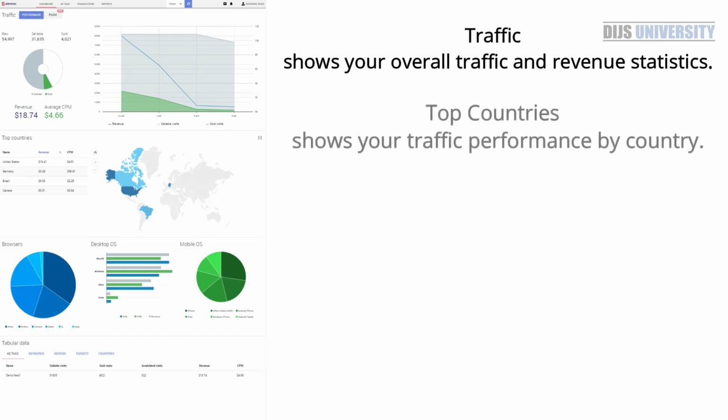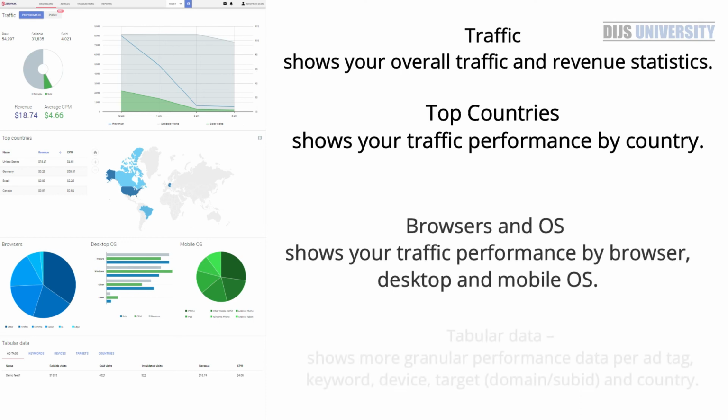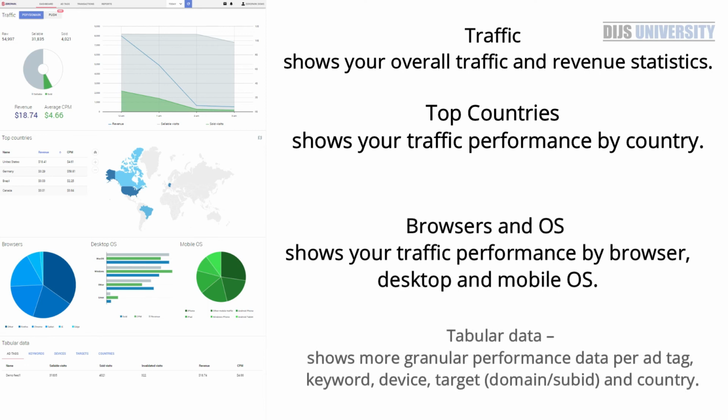Towards the bottom you have browsers and operating system overview. So this shows your traffic performance by browser, desktop, and mobile operating system. And then at the very bottom, you have your tabular data, which shows more granular performance data per ad tag, keyword, device, target, and country.